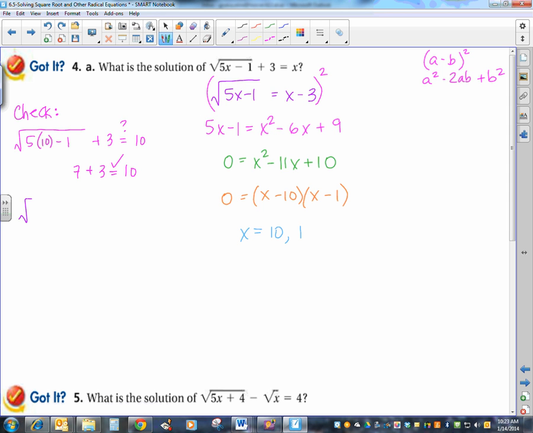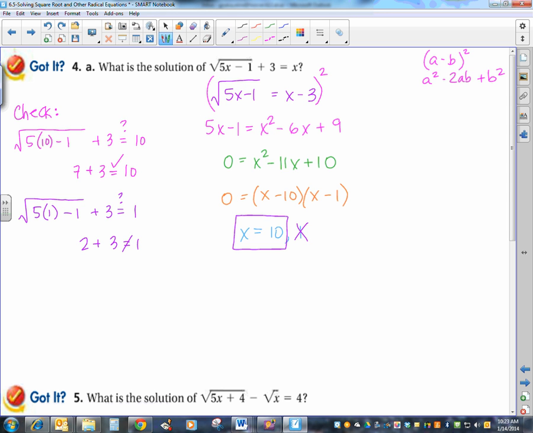And then I have the square root of 5 times 1 minus 1, plus 3. Does that equal 1? 5 minus 1 is 4. Square root of 4 is 2. Does 2 plus 3 equal 1? No, it does not. Okay, so 1 is not one of our solutions, and we have only x equal to 10.